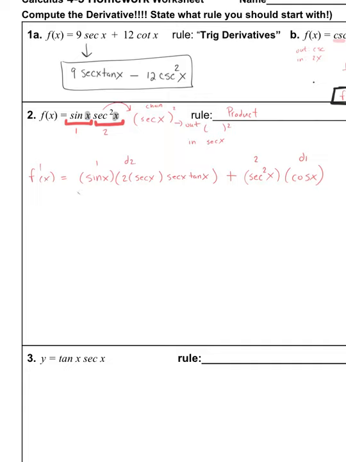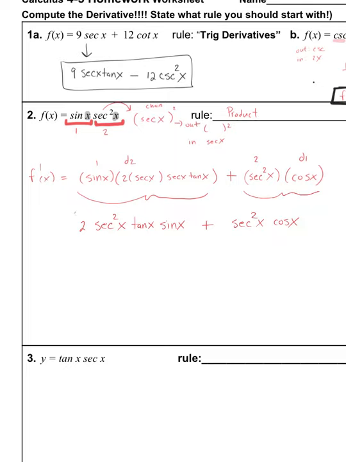Now we're going to clean up each term. All right, right here we have two secants. So we're going to put the 2 out front. We have secant squared of x, and we also have a tangent of x, and then don't forget that sine of x up there. So clean up each term. All right, nothing to clean up on that second term, just bring it along. Secant squared of x, cosine of x.